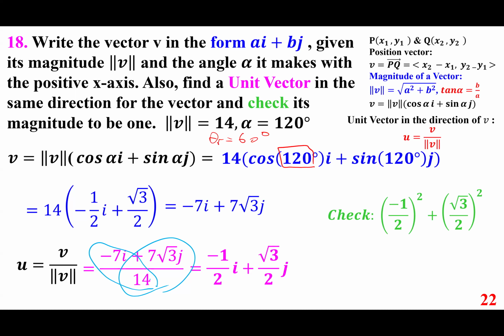Now to check, all you have to do is raise this one to the power of 2, you get 1/4. Raise this one to the power of 2, you get 3/4. They add up to 1. And this is really good enough, but really, if you want to be more specific, square root of 1 must be 1, which obviously it is. So that's not a big deal. I hope everybody can follow that.